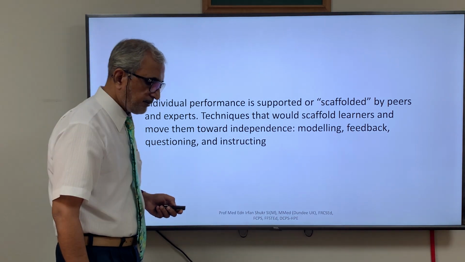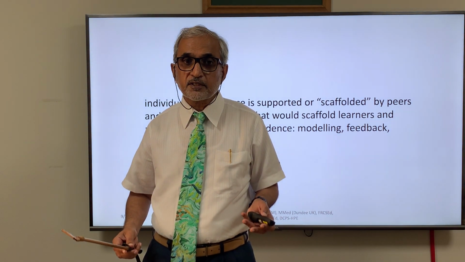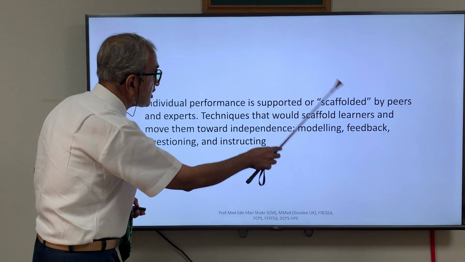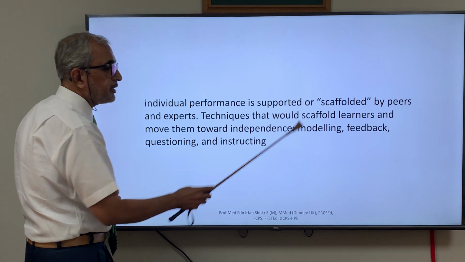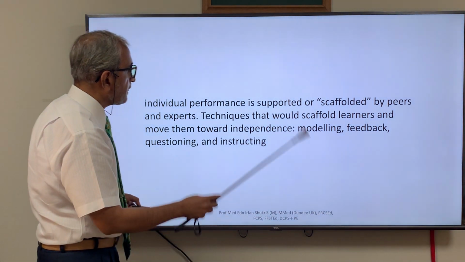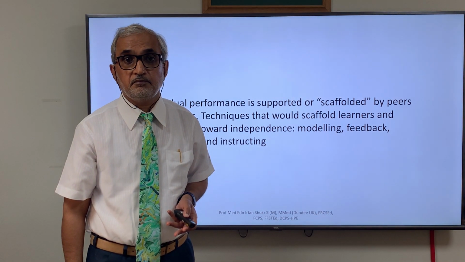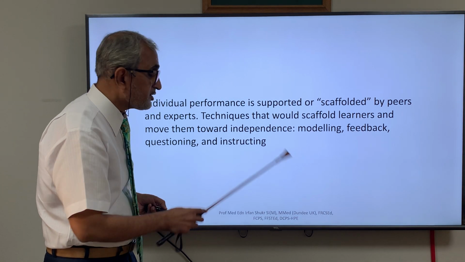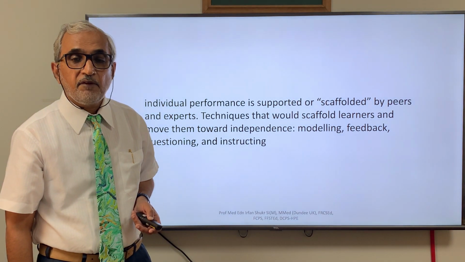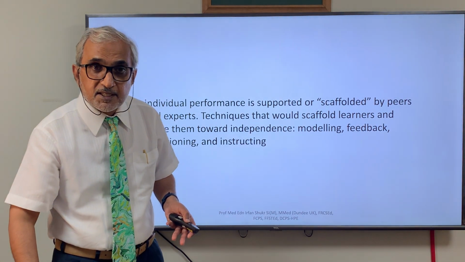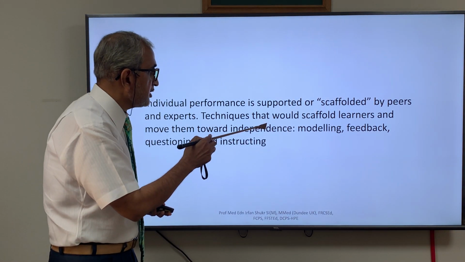So the zone of proximal development says this, because usually a learner is at the periphery of the zone. If this is a zone, then he is at the periphery of the zone. This is what he can actually do. In the center is the potential which he has, but he has not reached this stage. So with the help of his peers and others, who act as a scaffold, he starts learning more and more till he reaches his potential at the center.